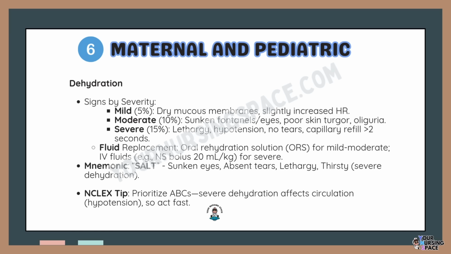For mild to moderate, oral rehydration solution works wonders. Small sips over time. But severe, you're starting an IV with normal saline, 20 milliliters per kilogram, fast to get that circulation back. Here's a mnemonic, SALT. Sunken eyes, absent tears, lethargy, thirsty. It paints the severe picture perfectly. On the NCLEX, prioritize ABCs. Severe dehydration hits circulation, so IV fluids trump everything else.